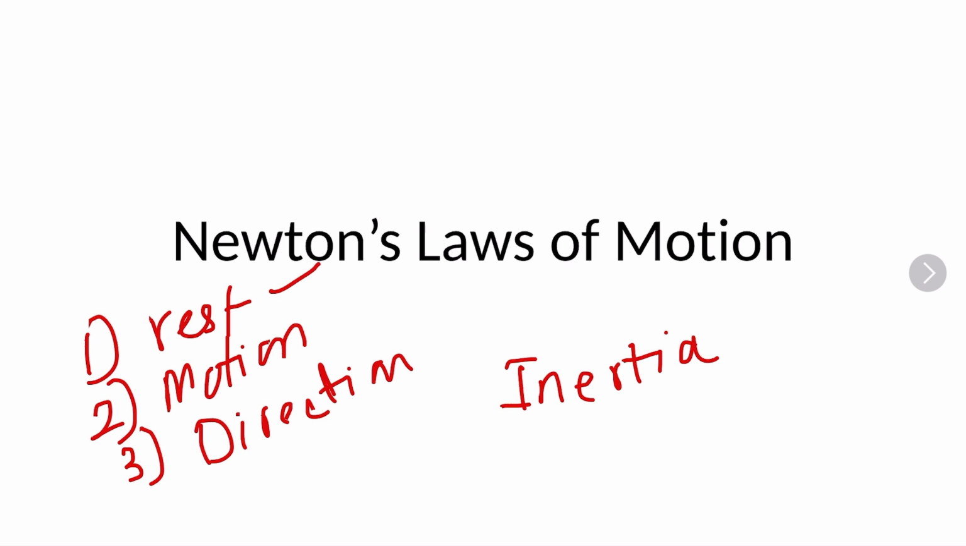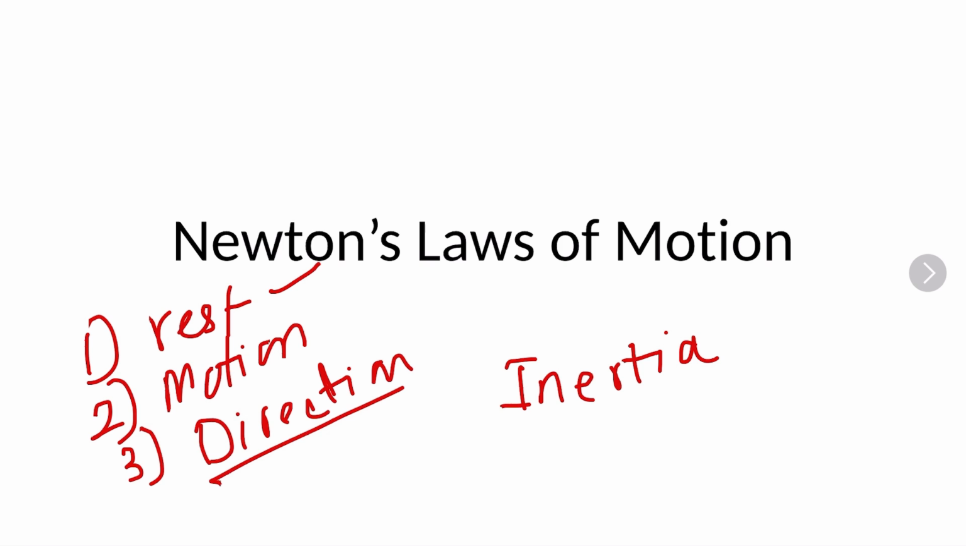The second one is inertia of motion. That means it is the inability of the body to change by itself its state of uniform motion along a straight line. Means if it is going in uniform motion, it is unable to change its motion on its own. And the third is inertia of direction. It is the inability of the body to change by itself its direction of motion.